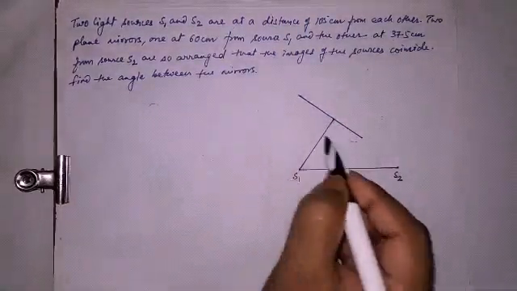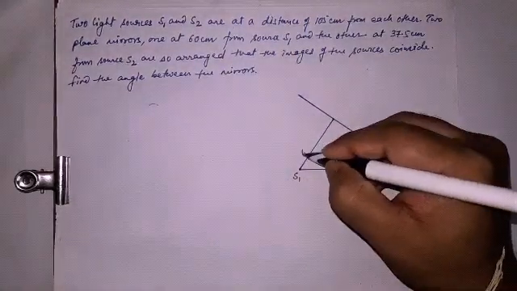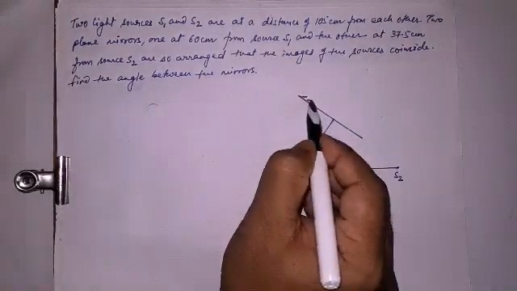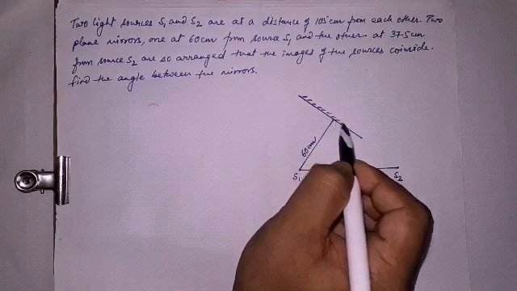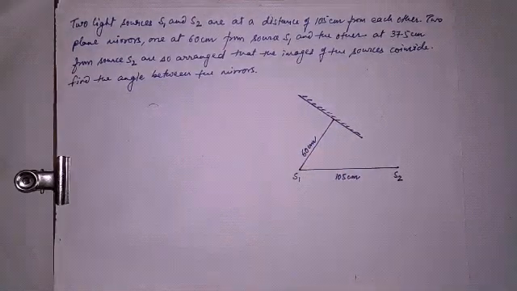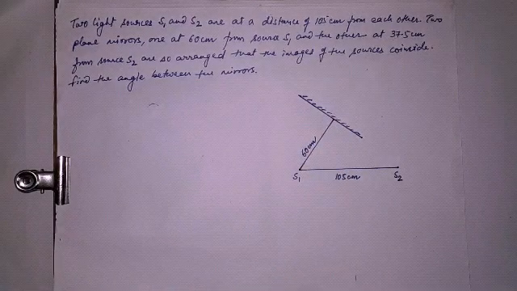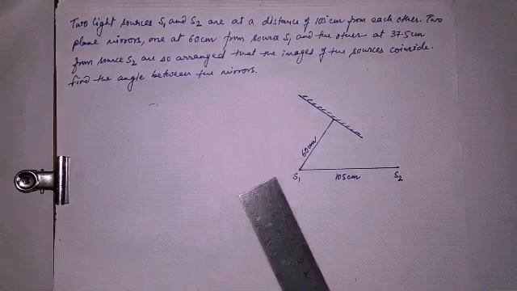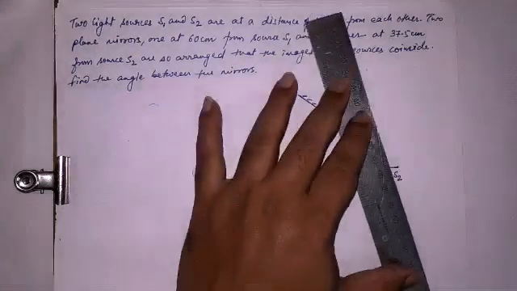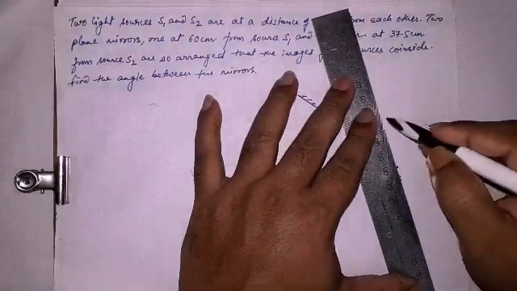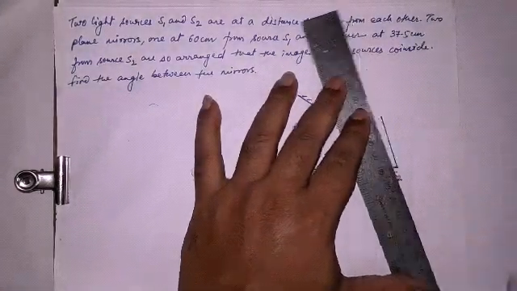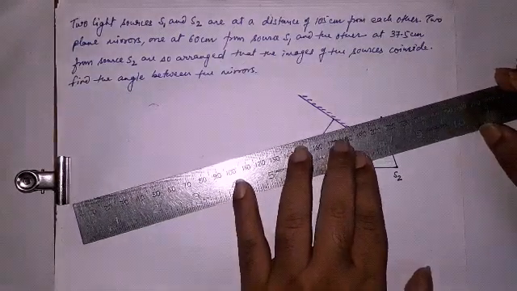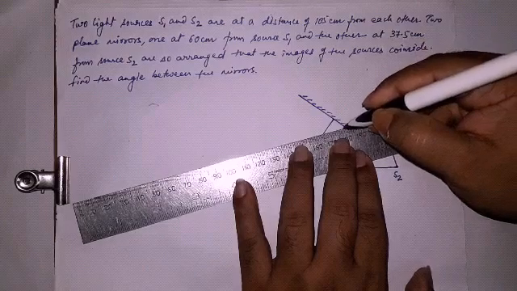So if this is 60 centimeter from the source, the mirror is placed. Another mirror, it is said that it is placed at 37.5 centimeter. So let it be this distance. So definitely the mirror will be placed in this way.